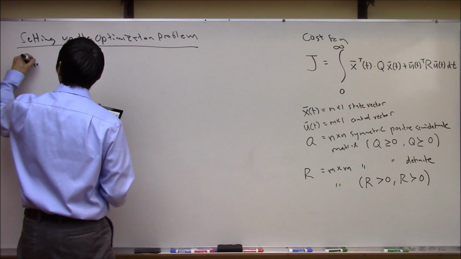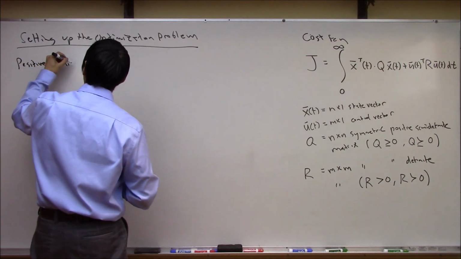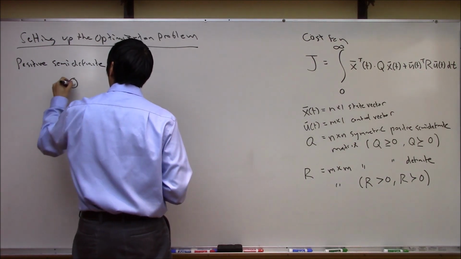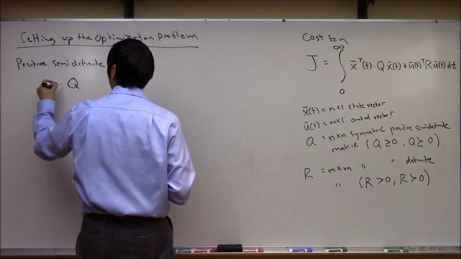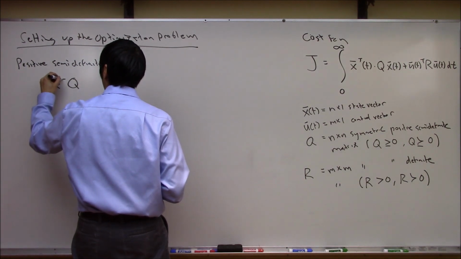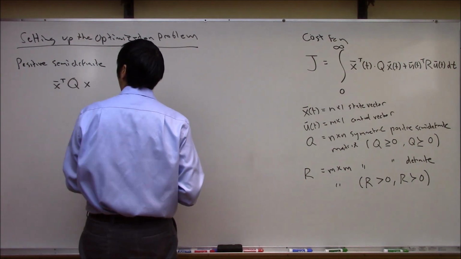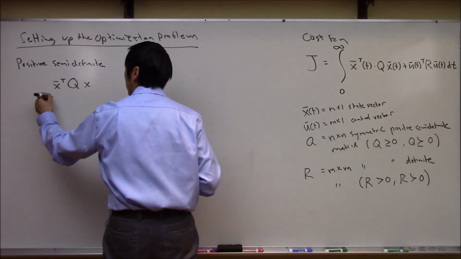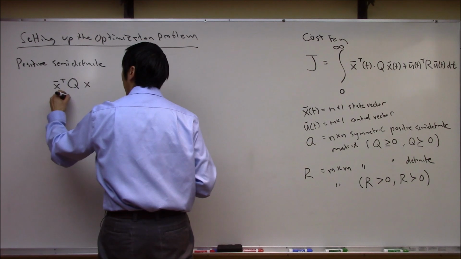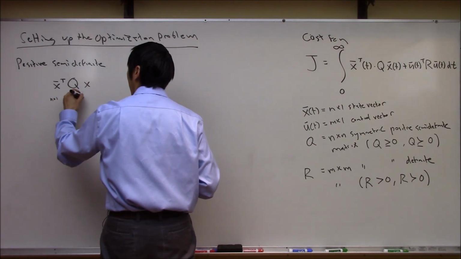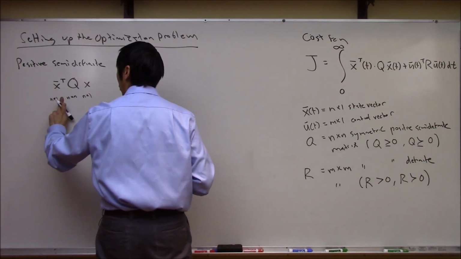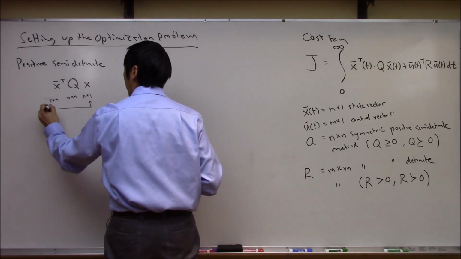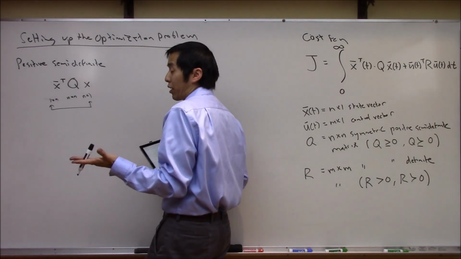Positive semi-definite means that this matrix Q, if you took it and multiplied it by some vector x transpose and then multiplied it again by x, this is going to be a scalar number. If you do the dimensions, this is 1 by n, multiplied by an n by n, multiplied by an n by 1. So you can see the whole thing ends up as a 1 by 1 scalar.